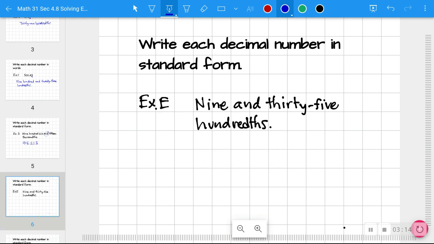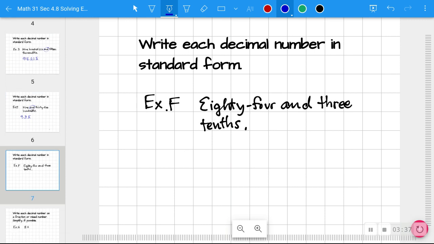The next example here, 9 and 35 hundredths. We got the "and" that separates the part. That's the decimal point. So 9 and then we have 35 hundredths. So we got to get over here to the hundredths column, and 35 neatly fills those 2 spaces.